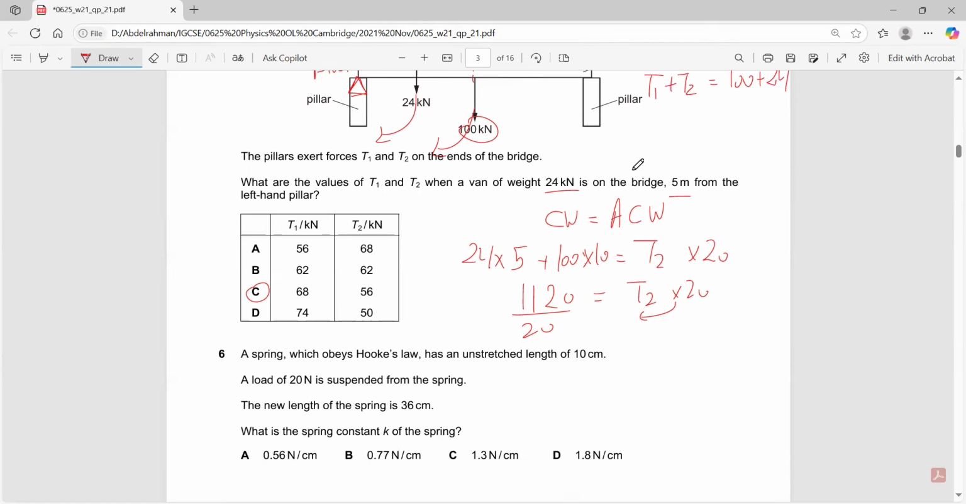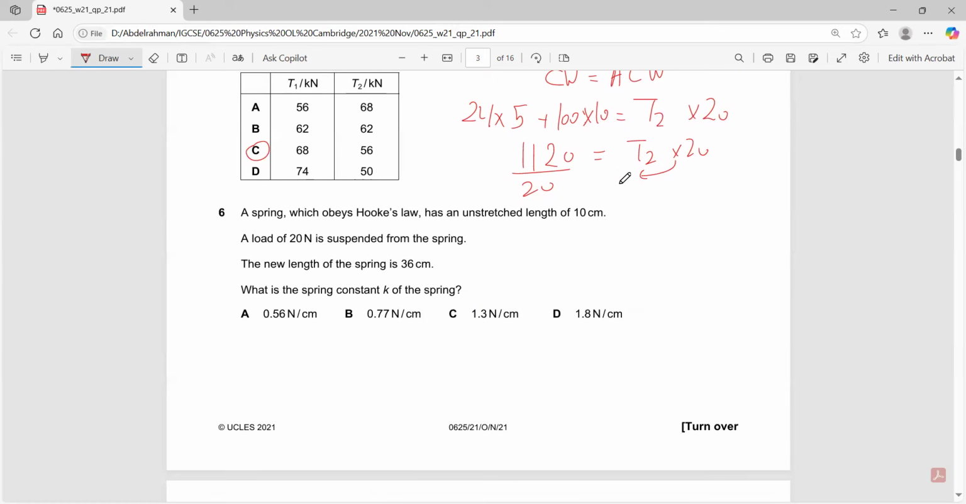Okay, a spring, which obeys Hooke's law, has an original length of 10 centimeters. A load of 20 newtons is suspended, the new length is 36. What is the spring's constant? K equals F over X. The force is 20 newtons, but the X, the extension. What is the extension? It's 36 minus 10. 36 minus 10, which gives you a K of 0.77.